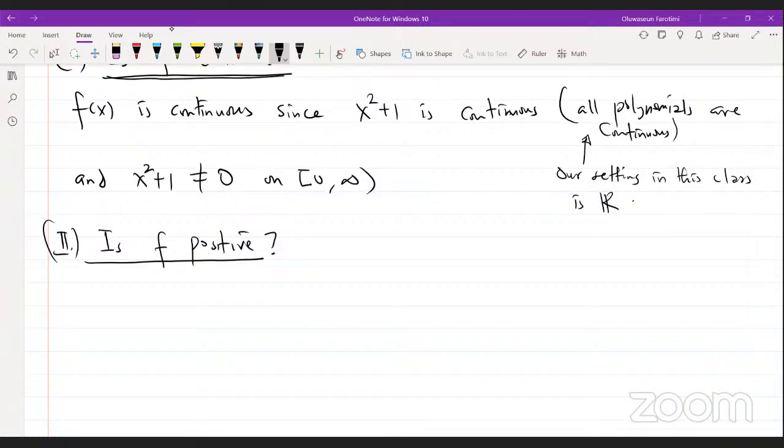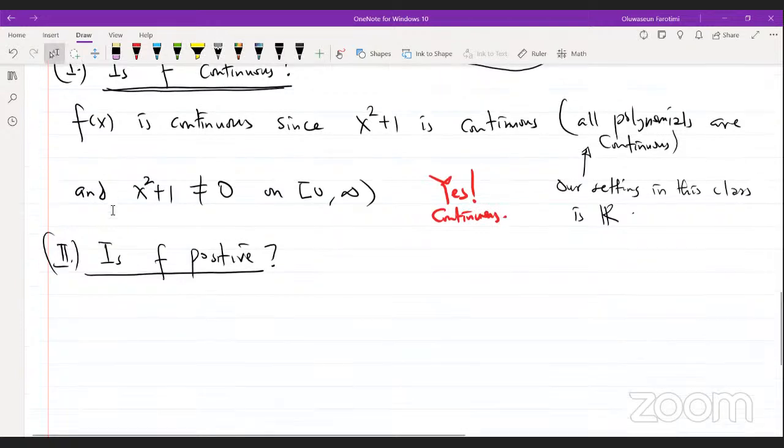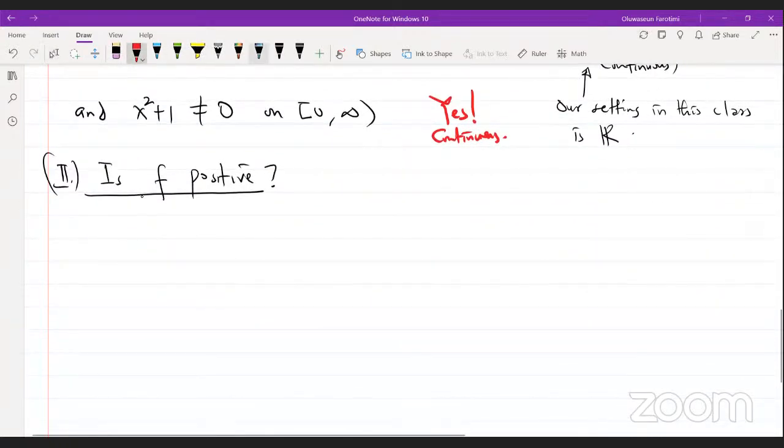So let's move on. Is f positive? Okay, so what's the conclusion here? Let me write it here. The answer here is yes, continuous. Now, is it positive? What do we do? f of x is actually positive. Let me remind you what the f of x is. 1 over s squared plus 1.